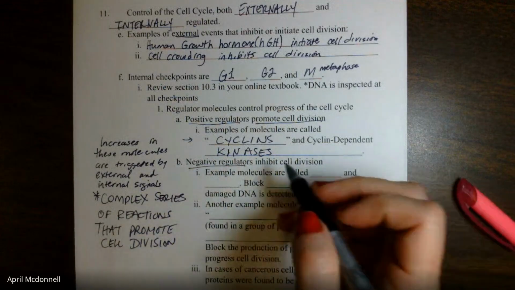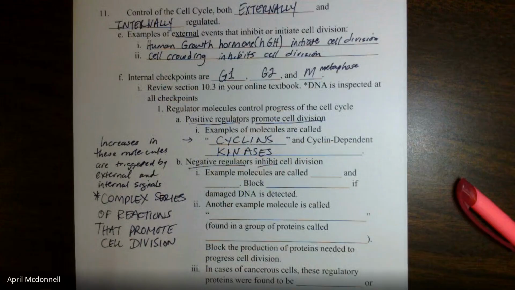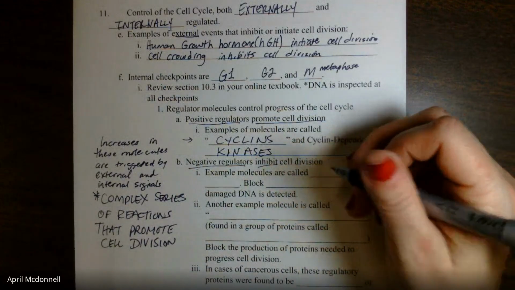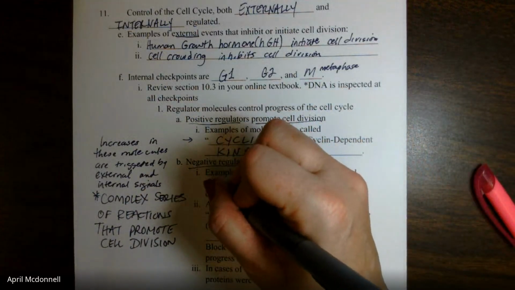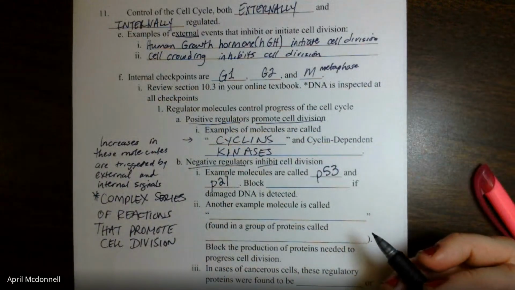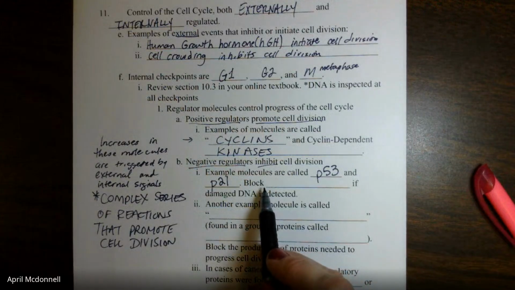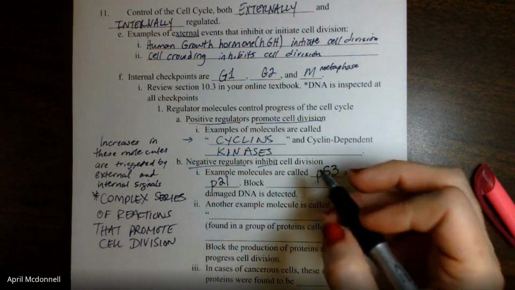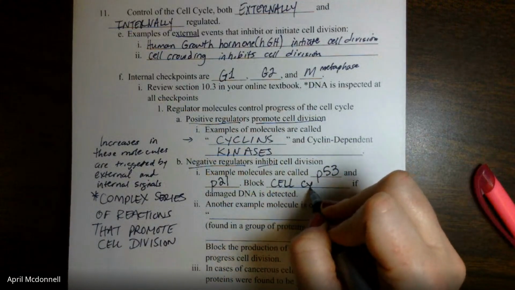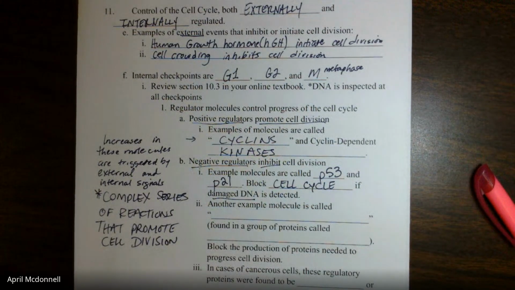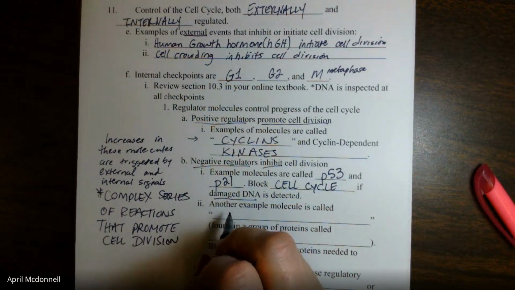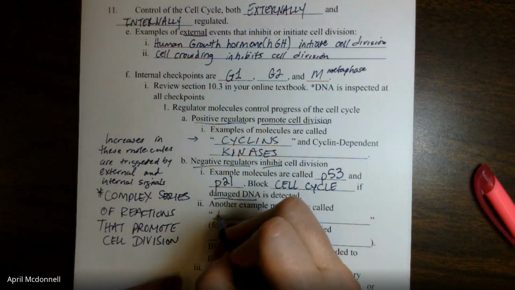Okay, we also have negative regulators that inhibit, they stop cell division. Examples of these are simply called P53 and P21, named based on some research on the molecule, very basic names. What these molecules ultimately do is block the cell cycle from continuing. They do this if they detect that DNA is damaged at any time during the cell cycle.